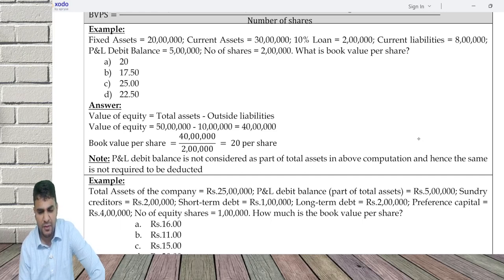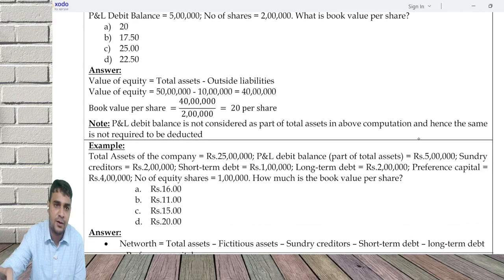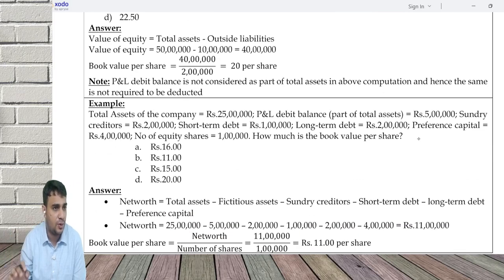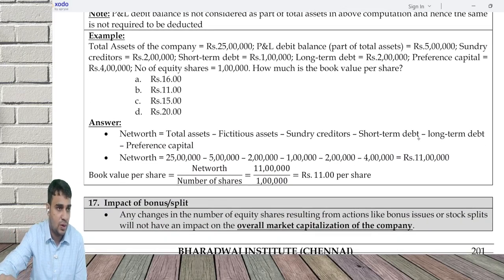You'll have to subtract everything from total assets. Subtract the P and L debit balance, subtract creditor, subtract short-term debt, subtract long-term debt, subtract preference. Everything needs to be subtracted, because P and L debit balance is part of the total assets. Any doubts on this? Okay.